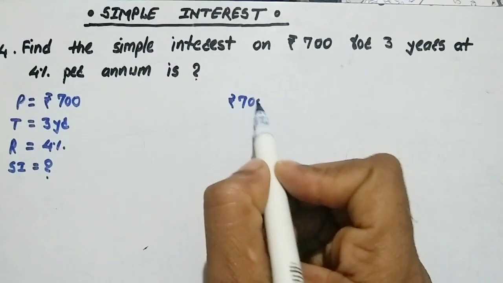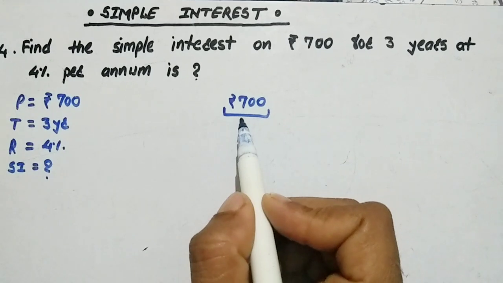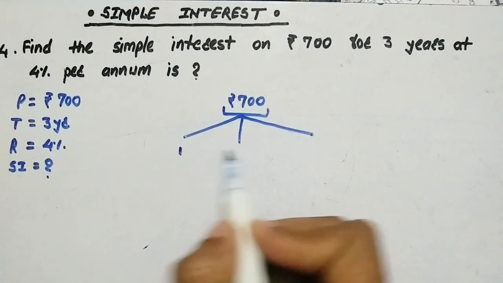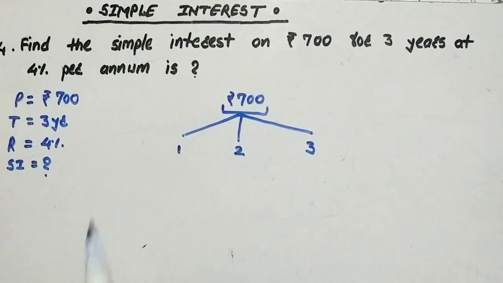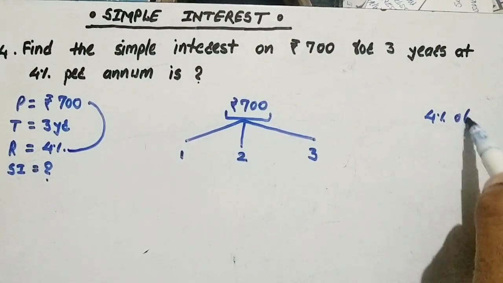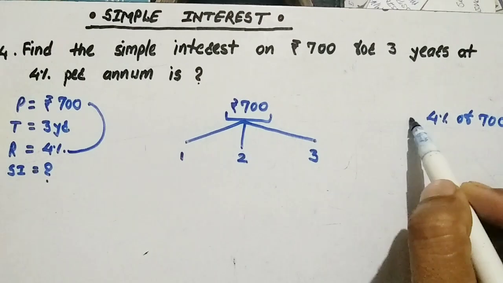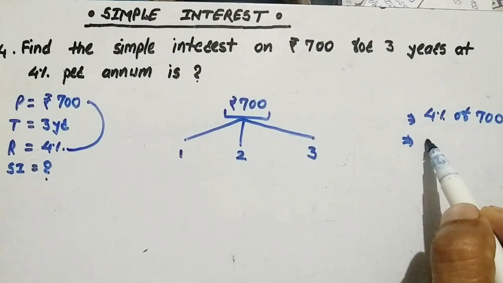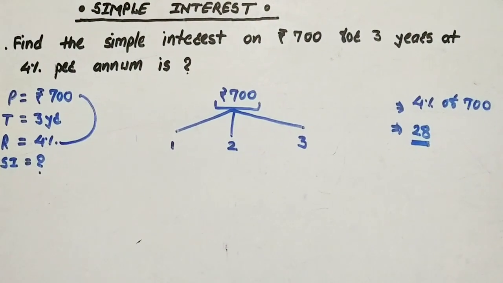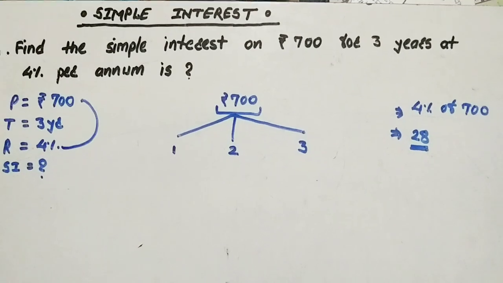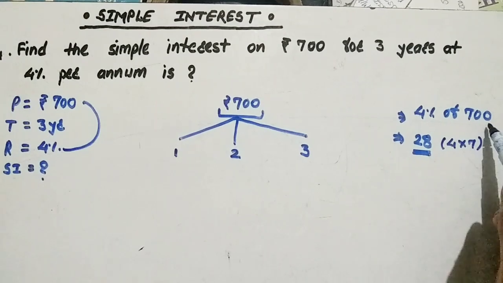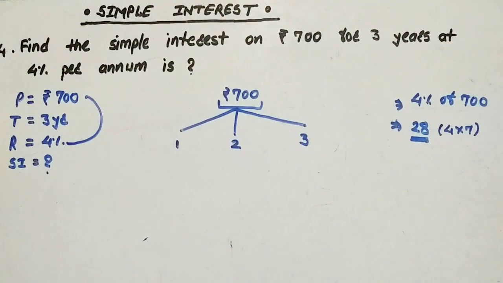So rupees 700, that is the principal value, and we have to calculate simple interest for 3 years, that is the first year, second year and third year. So 4% of 700, percent cancel out, 4 into 7, that is 28. So 4% of 700 is equal to 28. Simple, we calculate 4 into 7, the zeros cancel out, and we get 28.